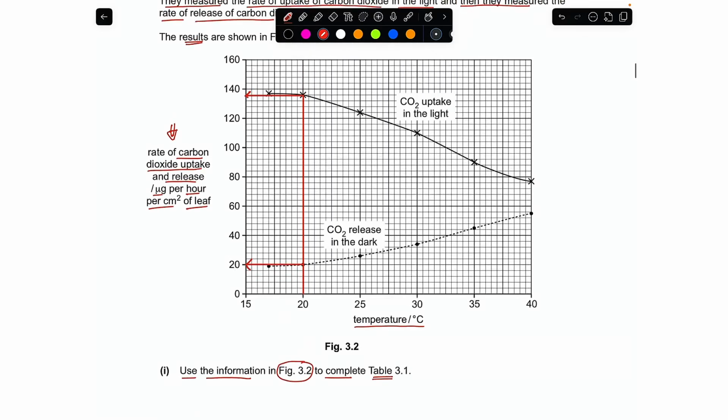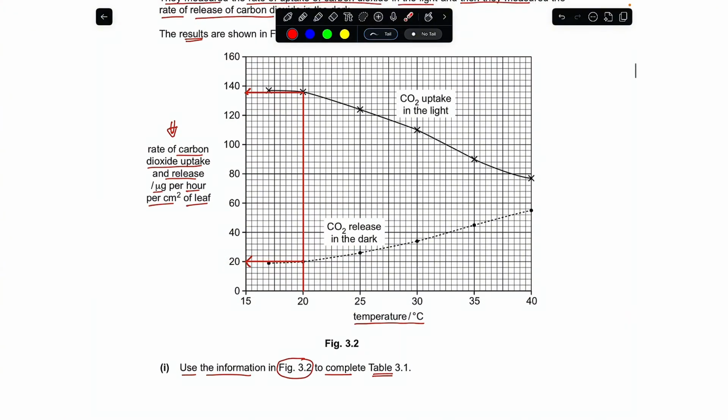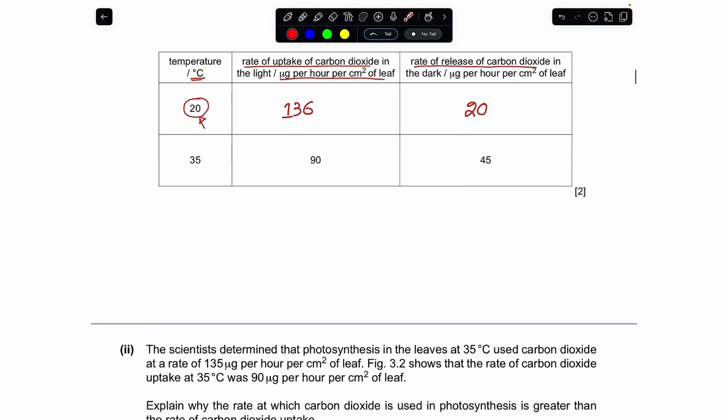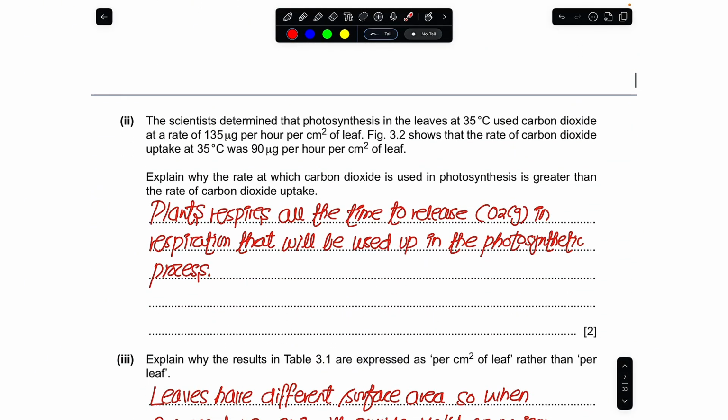Now, again, I have this temperature of 20. I go toward the curve where the CO2 is being released, this dotted one, and now I go toward the y-axis, and here the value that we see is 20. So we have simply written 20 here. Now here for 2 marks, this was a little technical but not difficult.